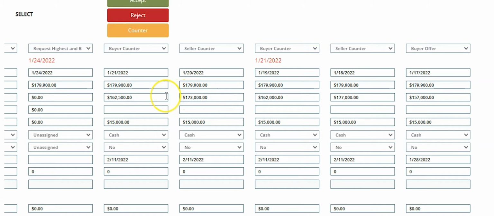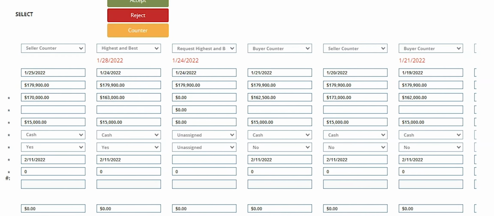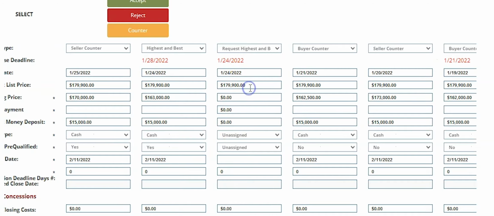But this investor just can't go any higher. Property's really not worth it, not for a flip. So he came up to 162.5. Then they must have got another offer because they called for highest and best. So I'm assuming they got another offer in the system. When that happens, they immediately kick it out for highest and best. So we came back and the investor went up to 163. And that's his final offer.